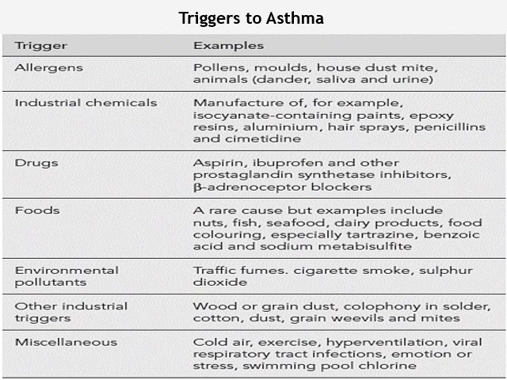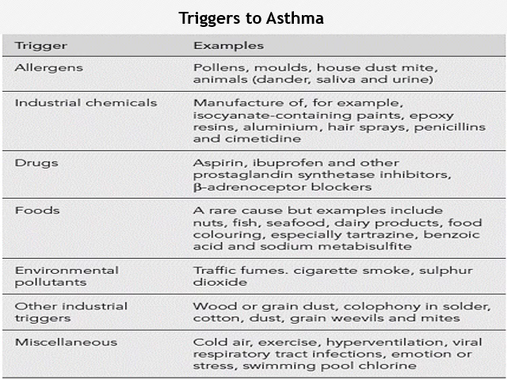The table shown here shows the various triggers that cause asthma. Like the allergens include the pollens, molds, house dust mite, animal dander, animal saliva, and animal urine. The industrial chemicals may include the manufacturing of isocyanate containing paints, epoxy resins, aluminum, hairsprays, penicillins, and cimetidine. The drugs that can cause asthma or exaggerate asthma include aspirin, ibuprofen, prostaglandin synthetase inhibitors, beta adrenoceptor blockers.